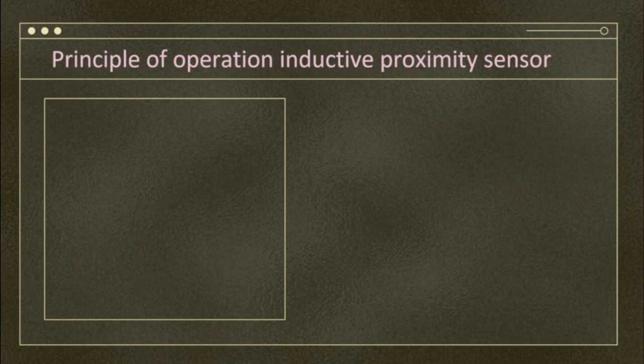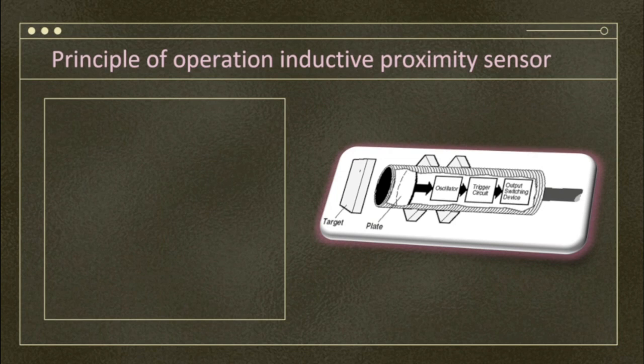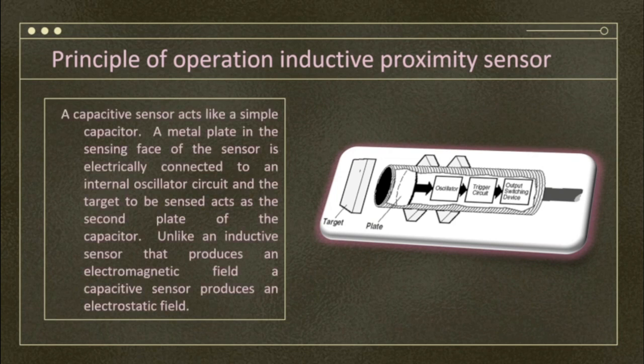Principle of operation of the capacitive proximity sensor. From the block diagram given, it shows that a capacitive sensor acts like a simple capacitor. A metal plate in the sensing face of the sensor is electrically connected to an internal oscillator circuit, and the target to be sensed acts as the second plate of the capacitor. Unlike an inductive sensor that produces an electromagnetic field, a capacitive sensor produces an electrostatic field.